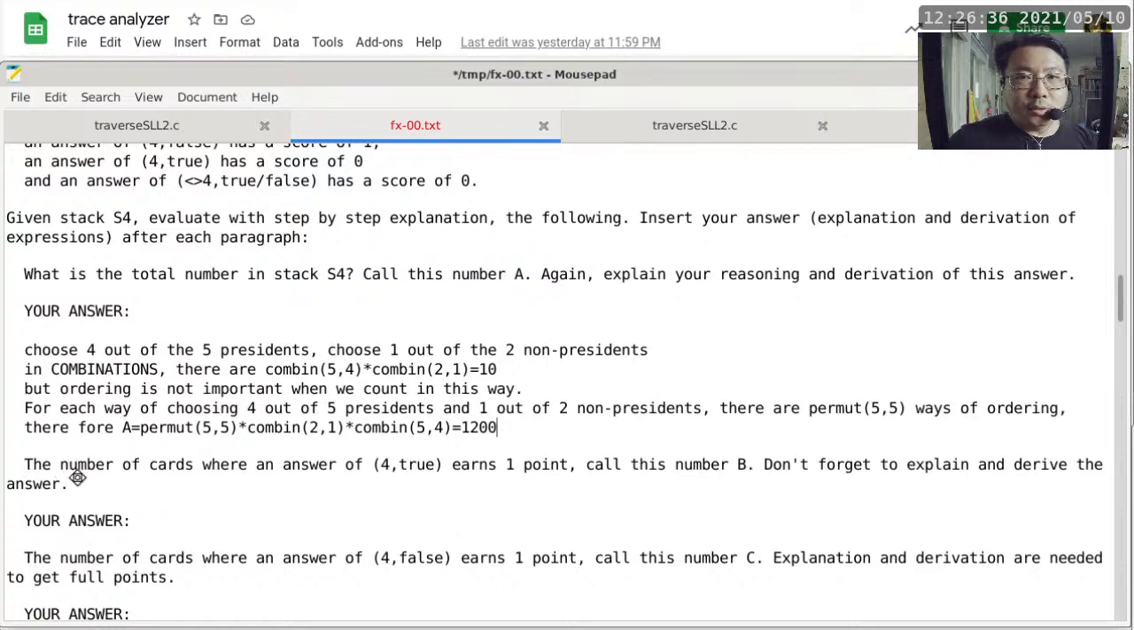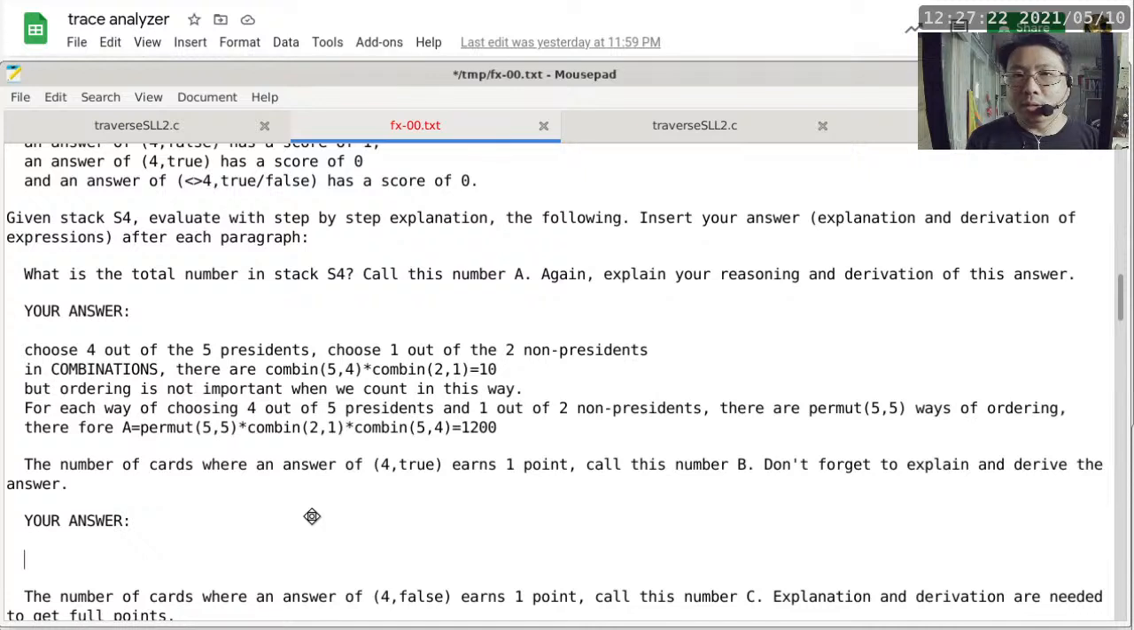So the next question is saying the number of cards where the answer of 4 true earns 1 point. Call this number B. Don't forget to explain and derive the answer. So we want to calculate the number of cards where the answer of 4 true out of stack S4 is going to earn 1 point. Okay, so we are still talking about the stack S4. And that kind of makes sense, right? Because otherwise, the first 4 out of the 2 tuple would not earn a point. So we have to be talking about the stack S4 in this case.